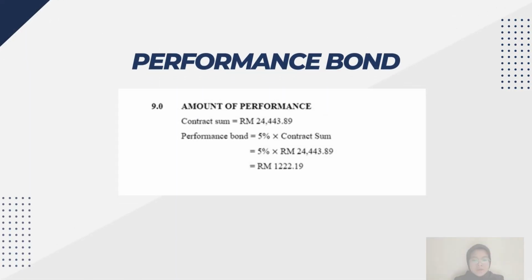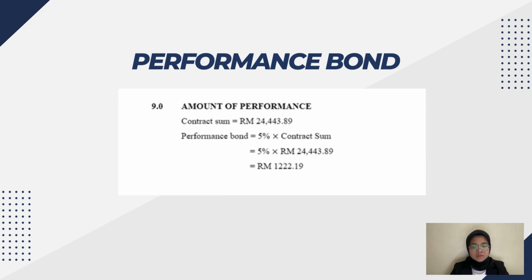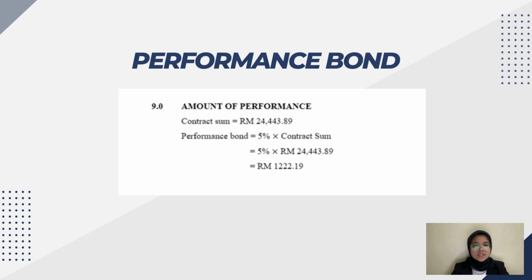The last part of my part is the performance bond. This performance bond is obtained by using the formula of 5% multiplied by the contract sum, which is the total price found in the BQ, which is bill of quantity of the project, and for this project, the amount of the performance bond is 1,222 ringgit and 19 cents. And that's all from me. I will pass to the next person.